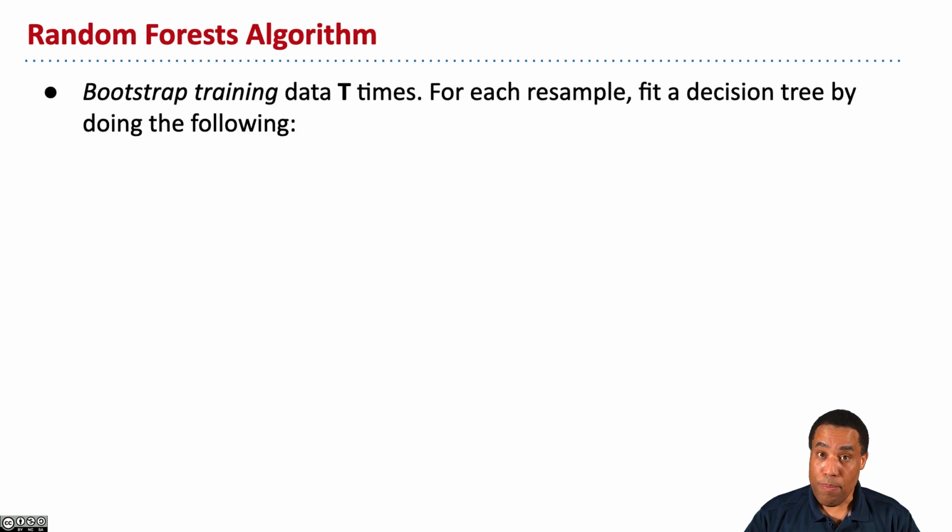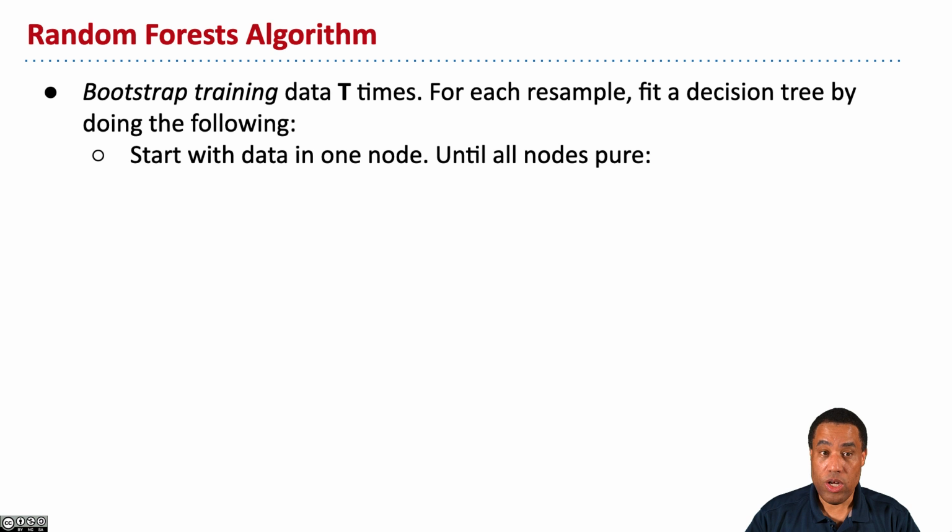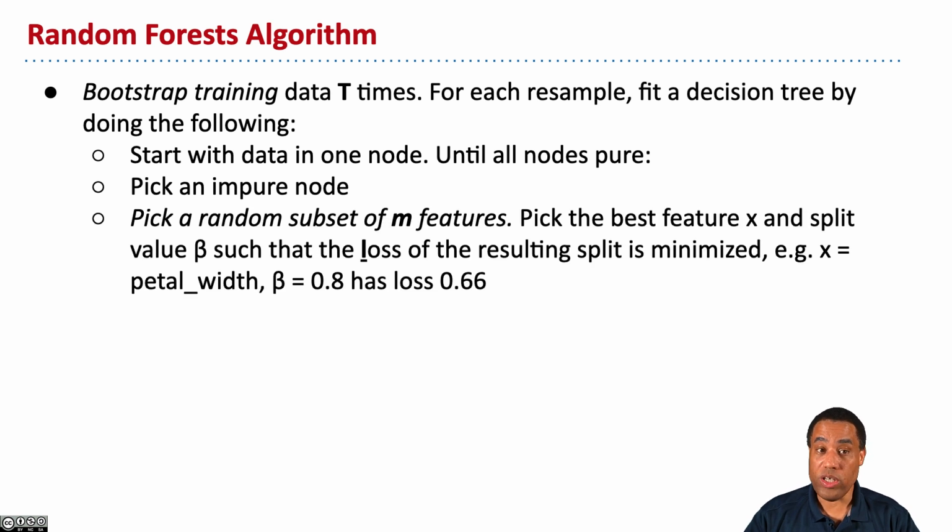So we're going to bootstrap the training data t times. And for each of the resamples, we're going to fit a decision tree by doing the following steps. We start with the data in one node, and we're going to proceed until all of the nodes are pure. We're going to pick an impure node, and we're going to pick a random subset of M features. And from that subset of M features, we're going to pick the best feature X and split value beta, again with the goal of minimizing the loss function of the resulting split, so our weighted entropy function.